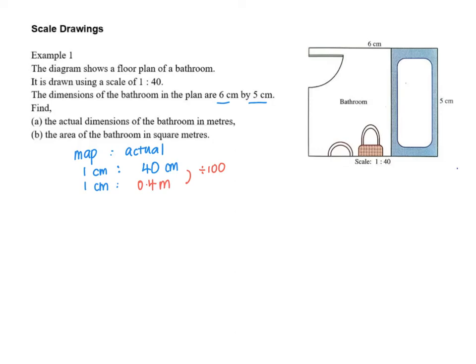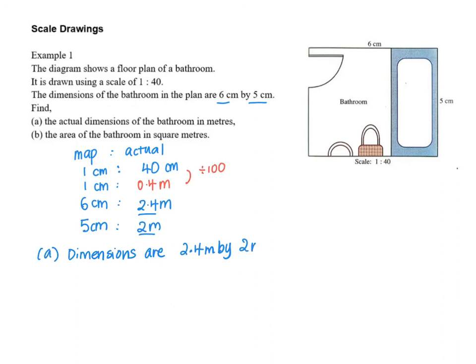So 6 cm will now be 6 times 0.4, 2.4 meters. And what about 5 cm? 5 times 0.4, 2 meters. So the actual dimensions of the bathroom are 2.4 meters by 2 meters.